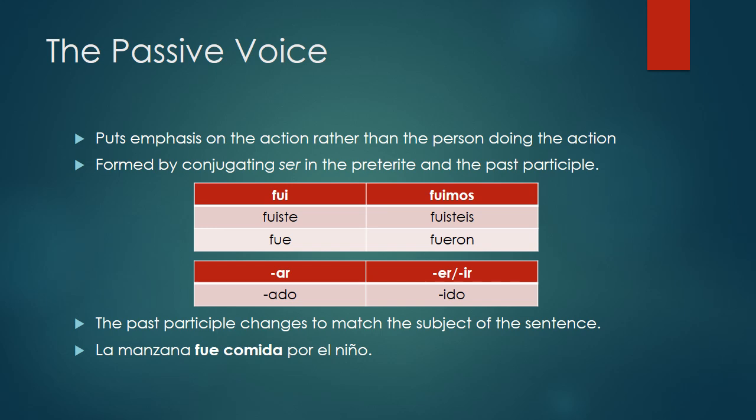In the passive voice, the past participle changes to match the subject of the sentence. In other words, you have to look and see if the subject of the sentence is masculine or feminine, singular or plural. For example, la manzana fue comida por el niño. The apple was eaten by the child. Since apple is singular and feminine, we change comido to comida.